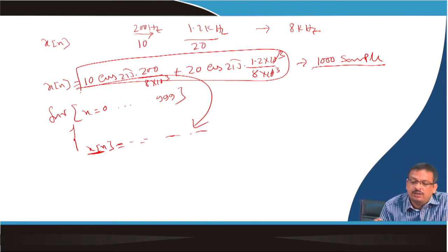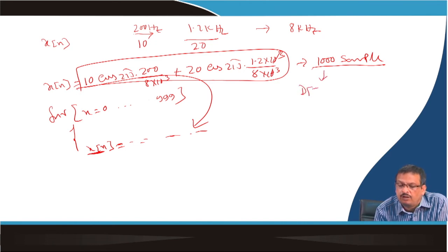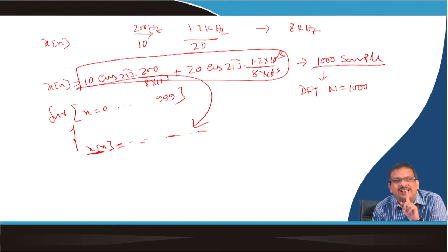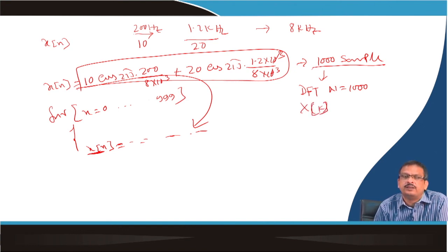Now I said compute the DFT of length N equal to 1000. So zero padding is not required. I generate it, now you compute. So what do I get? I get X(k), 1000 samples of X(k).